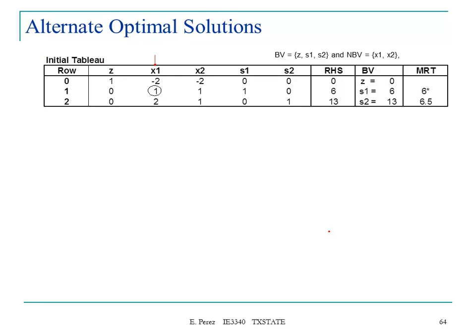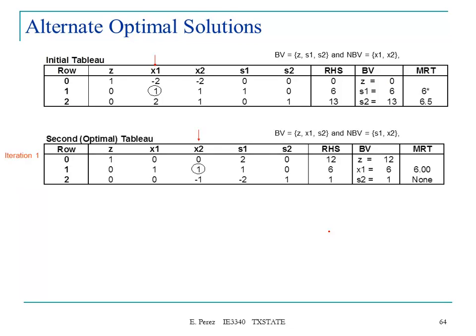And when you look at the ratio, 6 divided by 1 is 6, and 13 divided by 2 is 6.5. So the minimum ratio for those two is 6. So you're going to enter x1 in the first row. So now you need to pivot here and make this number 0 and this number 0. So when you move to the next tableau and make those operations, you'll find that the second tableau is optimal.